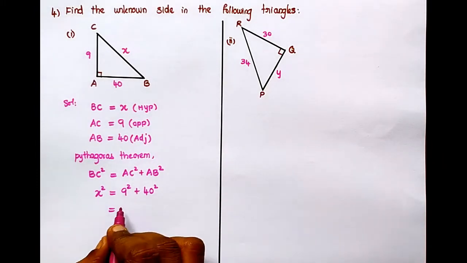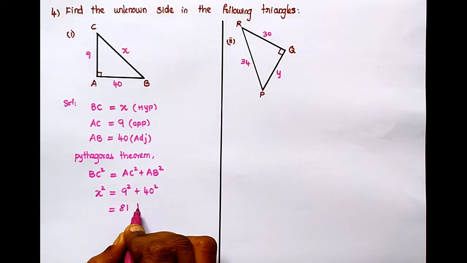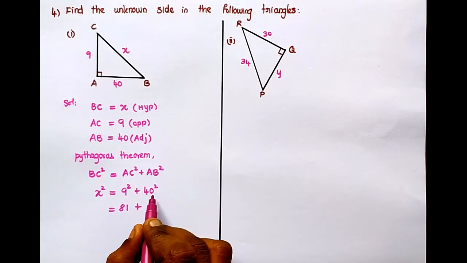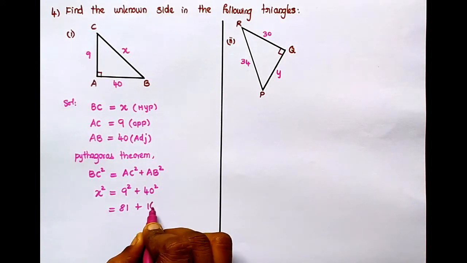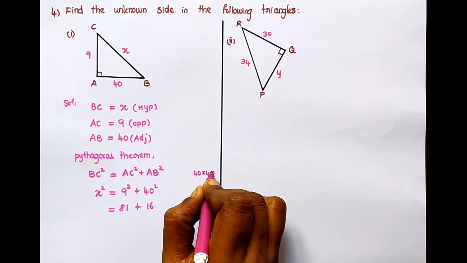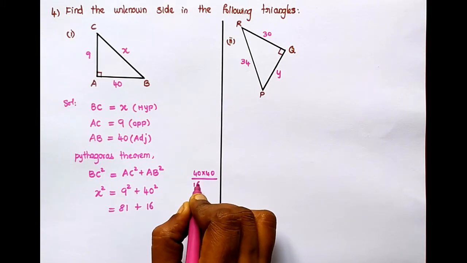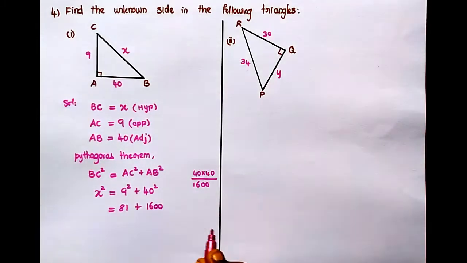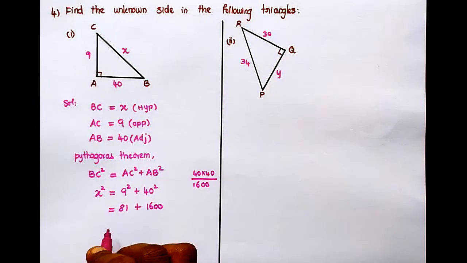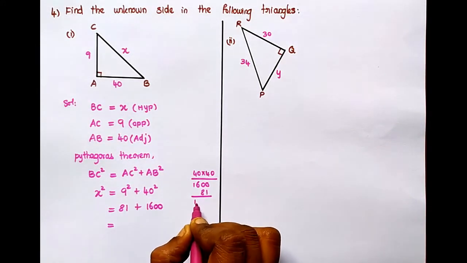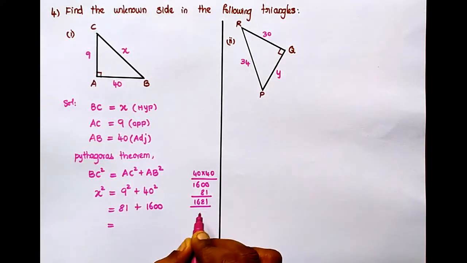9 squared means 81, 9 into 9, right? 81. 40 squared: 4 fours are 16. That means 40 into 40. Listen, 4 fours are 16, here a 0, here a 0, so 1600 is the result. Next, add this and we get 1681.